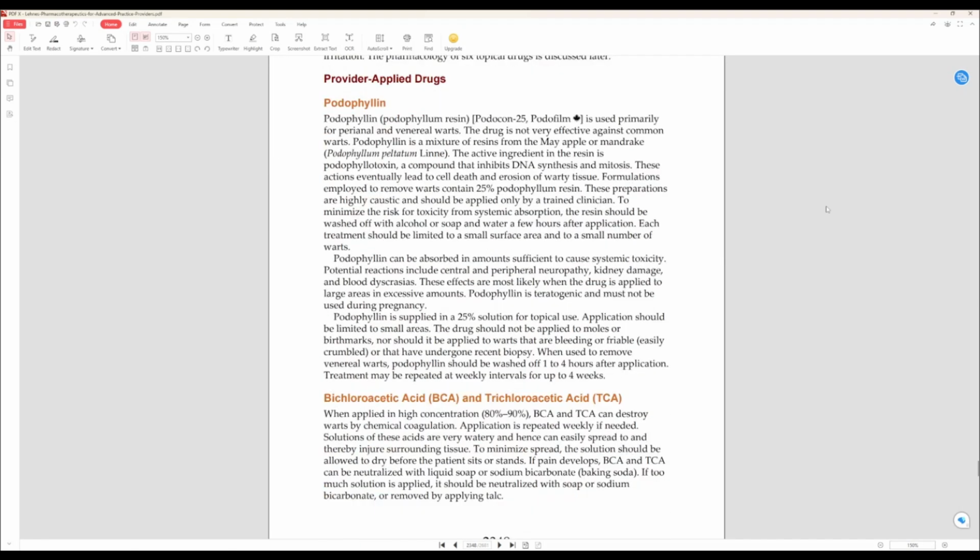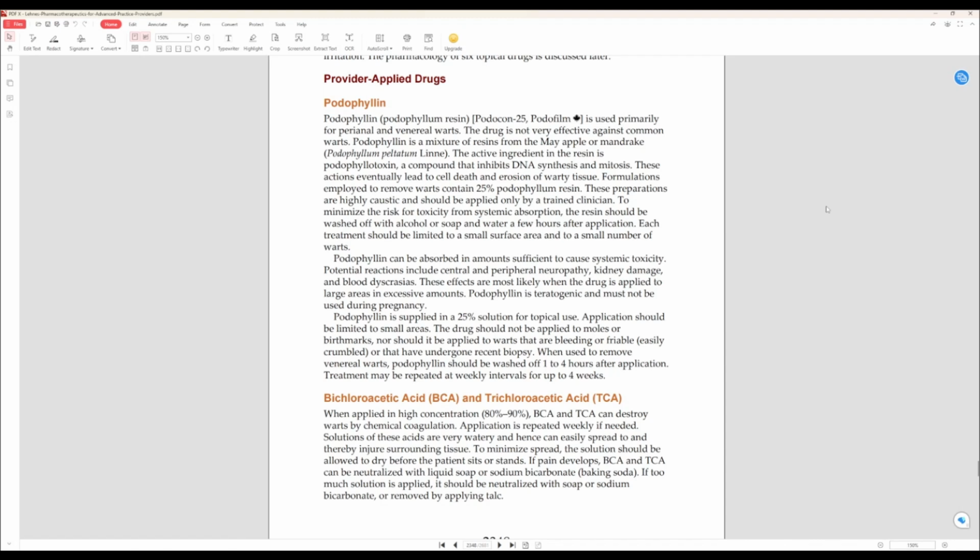So, for the provider-applied drugs, podophyllin is used primarily for perianal and venereal warts. The drug is not very effective against a common wart. Podophyllin is a mixture of resins from the May apple or mandrake. The active ingredient in the resin is podophyllotoxin, a compound that inhibits DNA synthesis and mitosis. These actions eventually lead to cell death and the erosion of warty tissues.